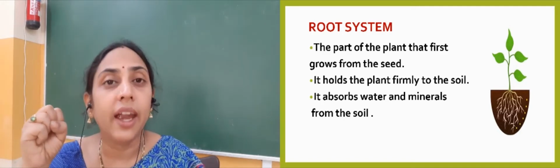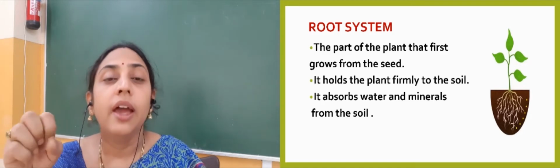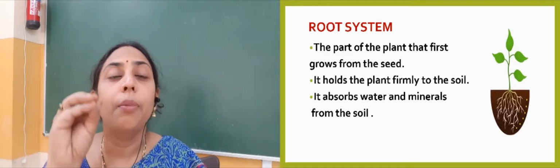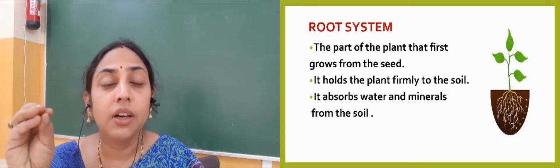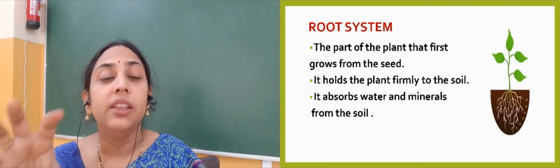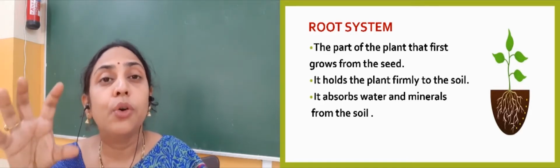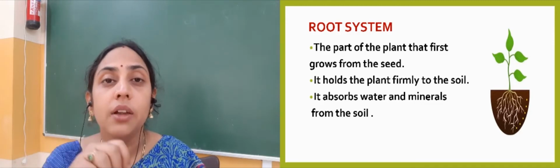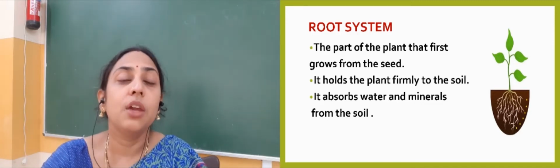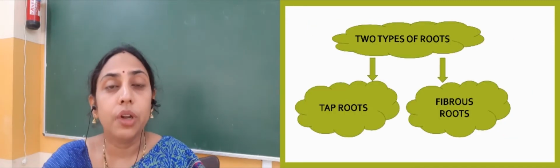the water and minerals from the soil and gives it to different parts of the plant, where the different parts of the plant use them to grow into a healthy plant. So, that is the most important function of the root.